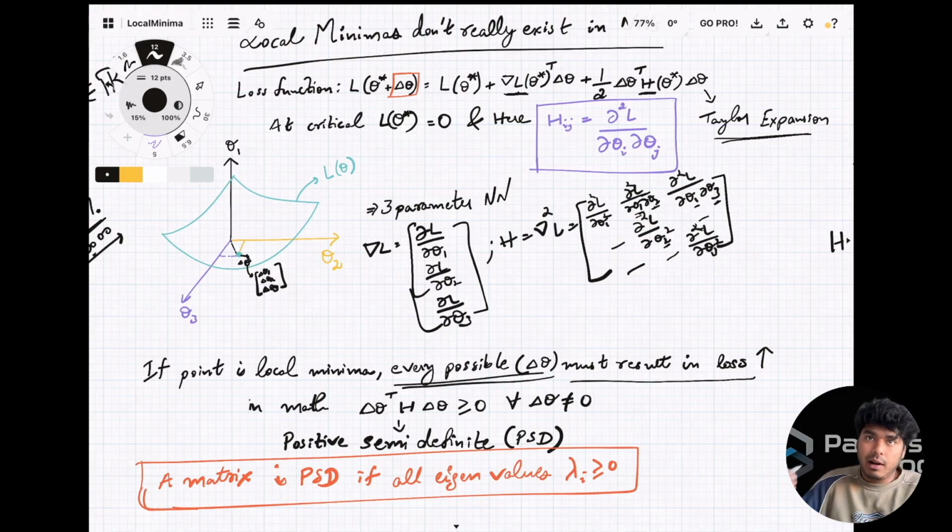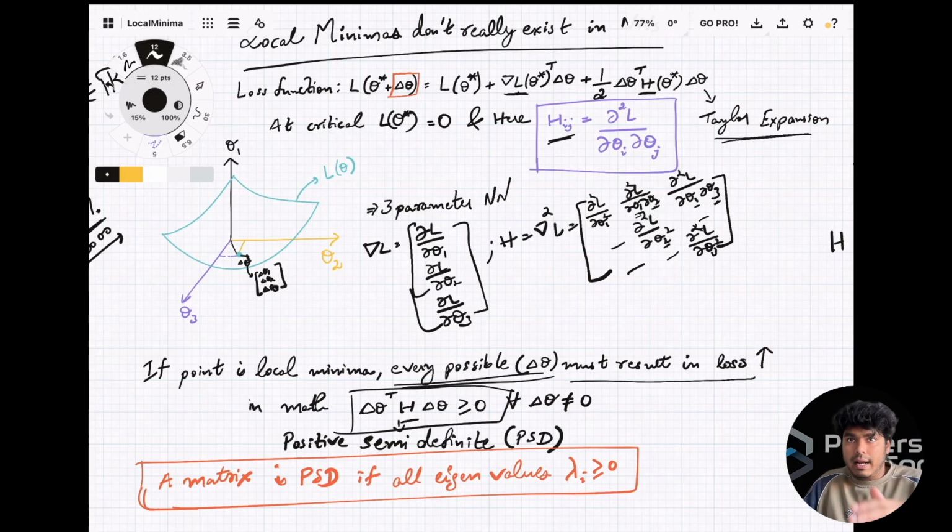And the mathematical way of looking at this is a matrix is positive semi-definite only if all of its eigenvalues are greater than zero, right? And only if a matrix is positive semi-definite can we say that it's a local minima, right? So the Hessian, which we talked about here. So if for all delta theta, delta theta transpose multiplied by the Hessian multiplied by delta theta, for all delta theta that is not equal to zero, obviously if you multiply it by zero, it's going to be zero.